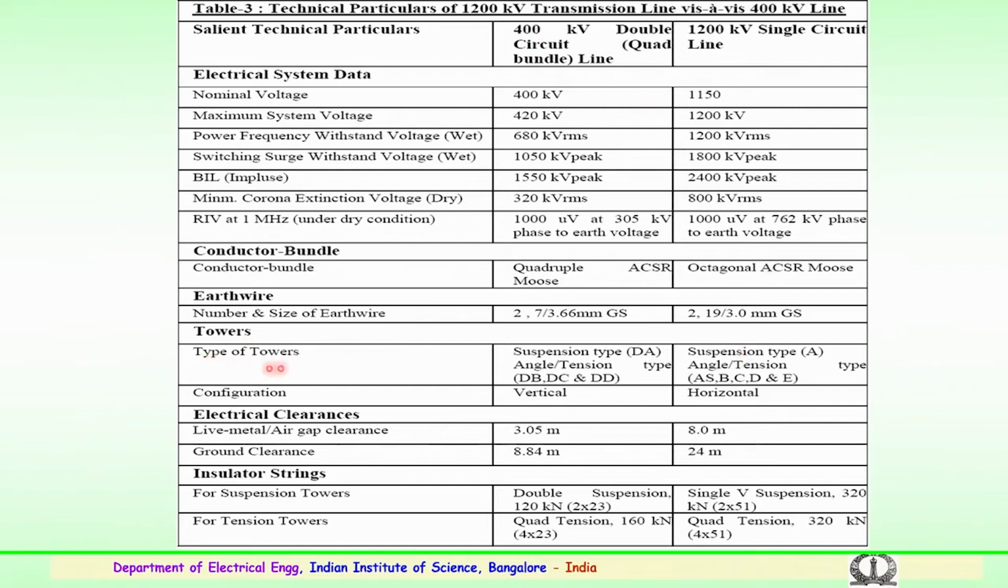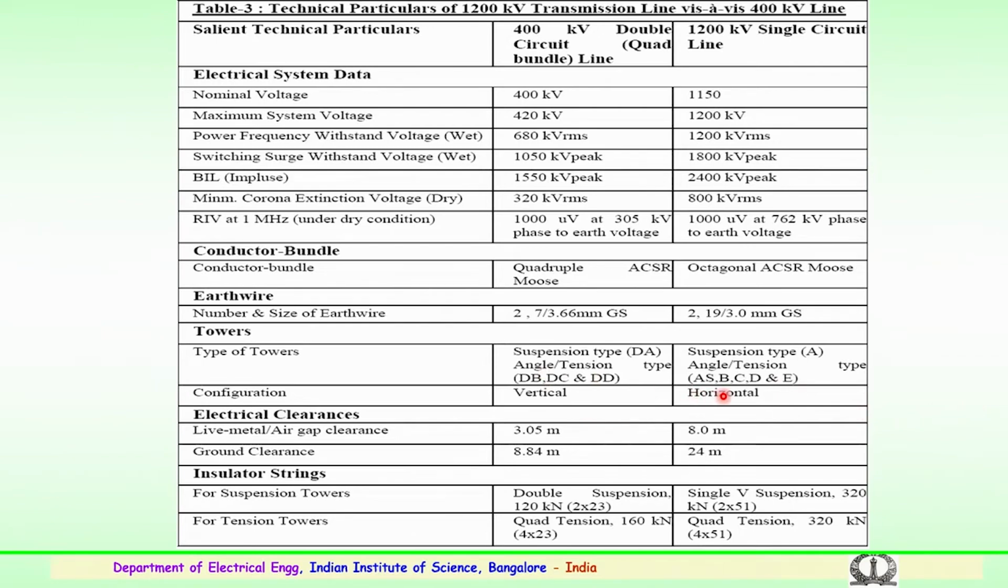So, towers, what type of towers in comparison of 400 and 1200 kV? You can see the types of towers: for suspension type, the type known as DA is used for 400 kV. For tension, DB, DC and DD are the various types used for tension configurations. For suspension in case of 1200 kV, tower type A is used, and for tension, tower types AS, B, C, D and E are employed. So, the configuration for 400 kV is vertical, while here it is a horizontal configuration of the towers.